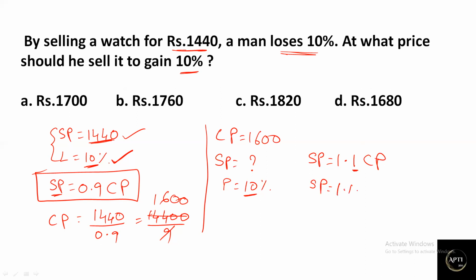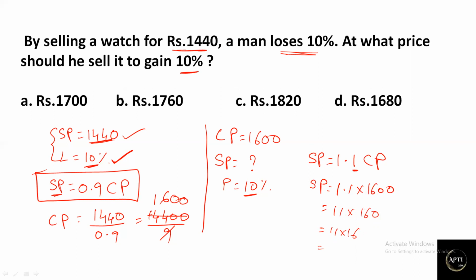Now the selling price is equal to 1.1 into 1600, the cost price of the watch. Here we have one decimal place, and we also have zeros in 1600. So how can I eliminate them? I can eliminate the decimal and one zero on the other side, so it becomes 11 into 160, that is 11 into 16. Just keep that zero aside.